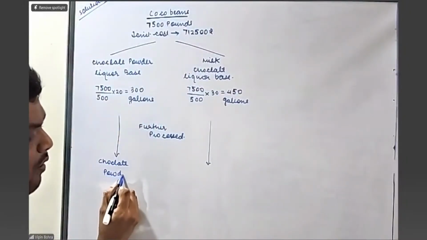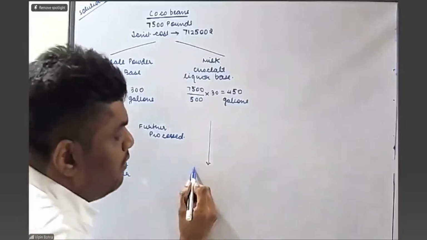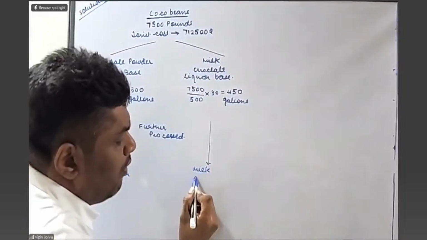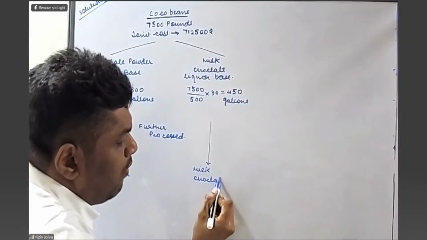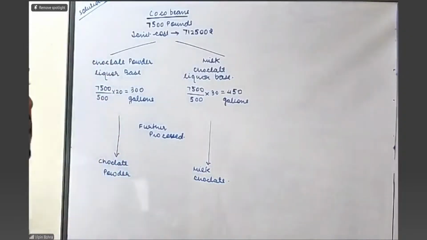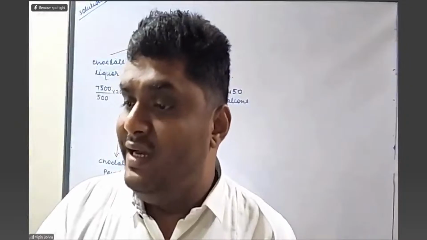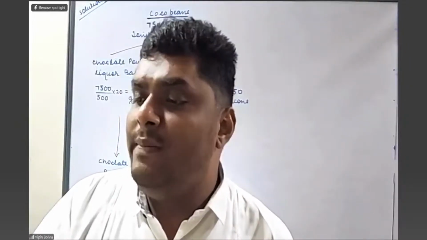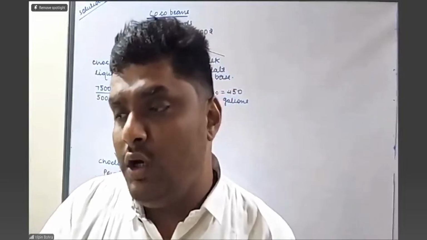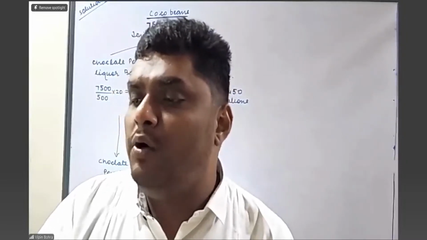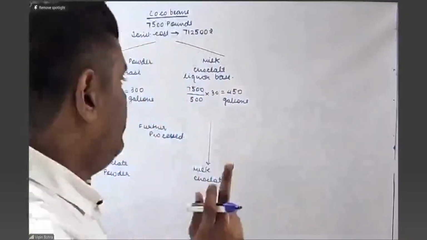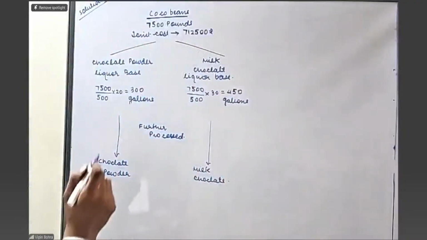Chocolate powder and milk chocolate. And it is given in the question also that the chocolate powder liquor base is further processed into chocolate powder, and every 20 gallons of chocolate powder liquor base will yield 200 pounds of chocolate powder. For every 20 gallons, how much? 200 pounds.